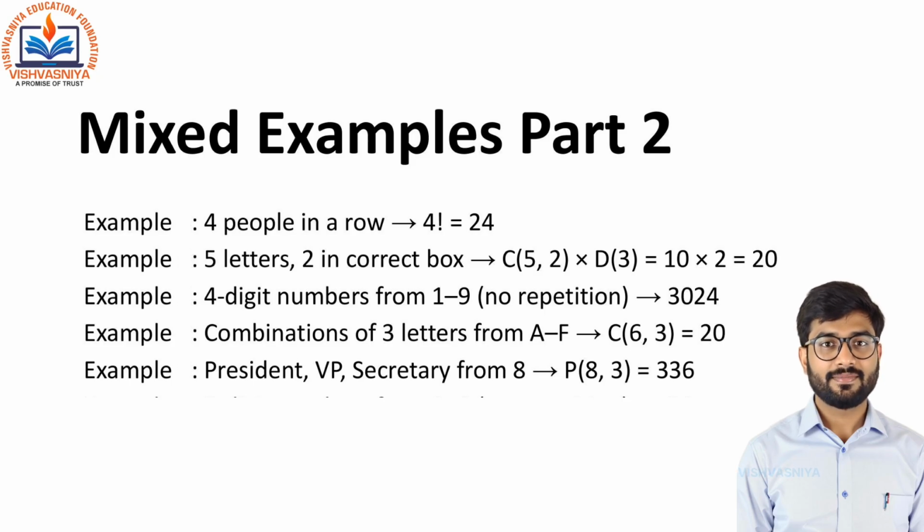Example 8. From 8 students, how many ways can we choose a president, a vice president, and a secretary? Answer: P(8, 3) equals 8 times 7 times 6 equals 336.